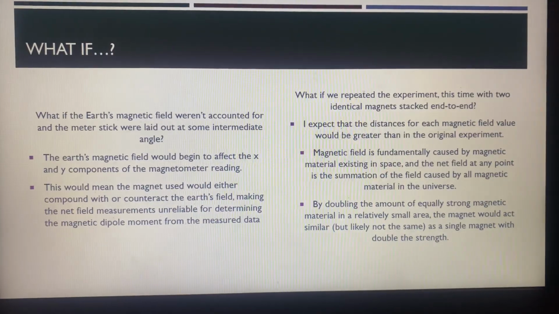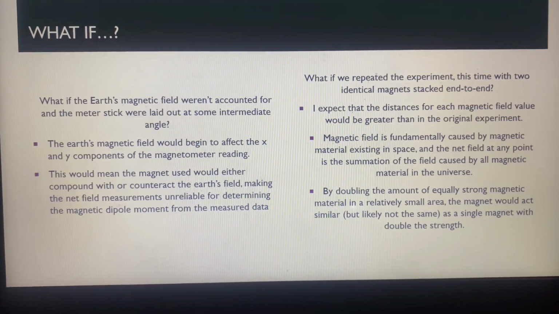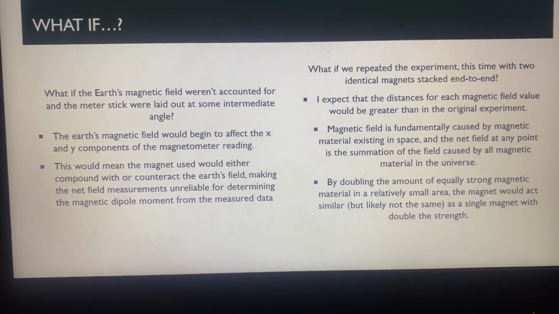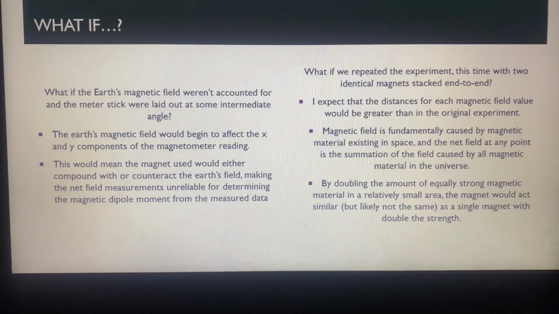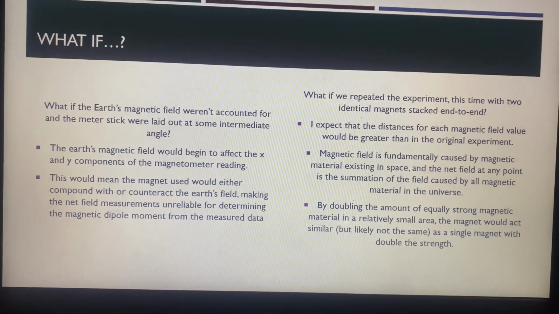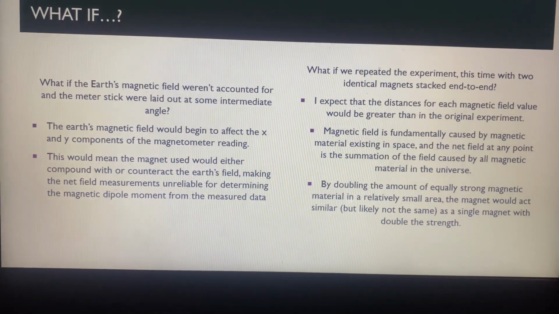But since you're not quite able to pack all of that material into the exact same volume as the original magnet, it's not going to exactly double, I think. It's going to do something between nothing at all and doubling completely. I would err towards doubling because you're adding a lot of mass without a lot of volume.